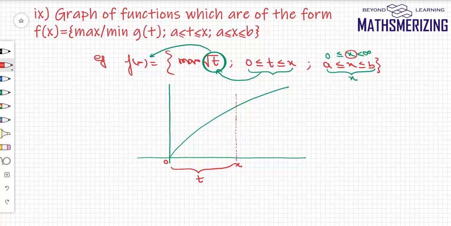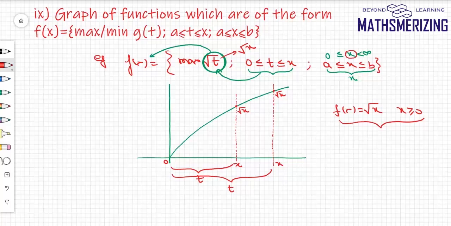And in this interval, I have to find the maximum value of under root t. Now in this interval, it is an increasing function. So the maximum value of under root t will be at the end of this interval. That means at this point, the maximum value of under root t is under root of x. If I choose another point, say this is your x, again t will lie between 0 and x, it is again an increasing function, so its maximum value will again be root x. For the interval where t belongs to 0 to x, the maximum value of under root t will be under root of x. So in this case, f(x) is under root of x.